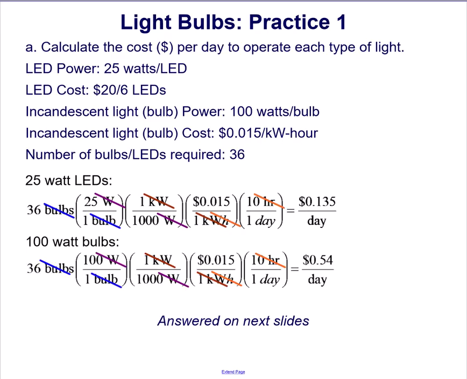Now let's turn our attention to the 100-watt bulbs. So pretty much everything is the same except for this fraction right here. It's 100 watts per bulb. Everything else is the same all the way across. So when we perform the arithmetic, we find out that the cost per bulb with an incandescent bulb is 54 cents per day, $0.54 per day.